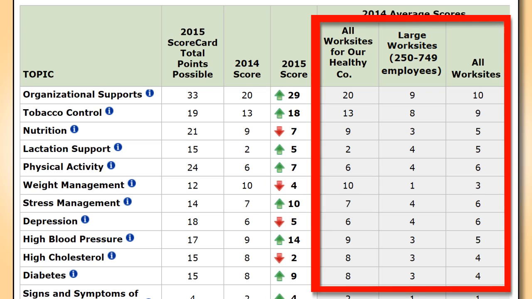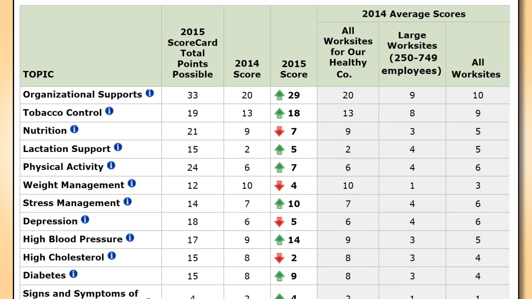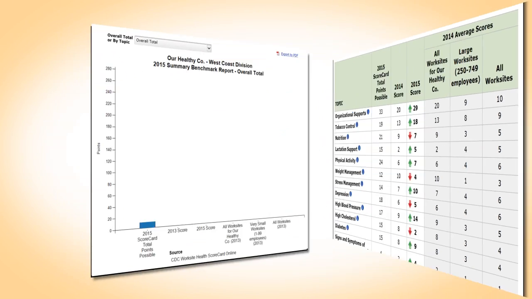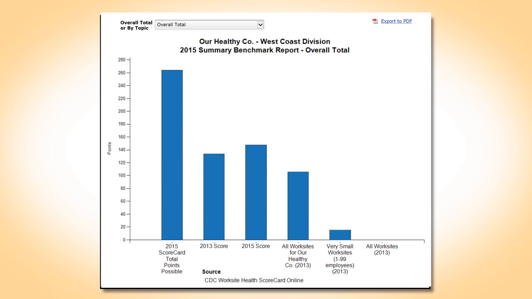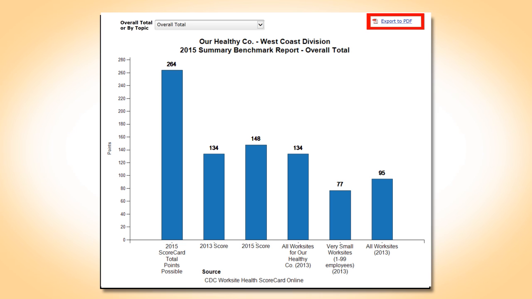The remaining 3 columns are the benchmark data that show the West Coast Division compared to other worksites in our healthy company, other worksites in the scorecard database of similar size, and all other worksites that submitted scorecard data. As you scroll down the page, you will see a bar chart of the benchmarking data that can be displayed by overall score or by topic. The reports can also be easily downloaded to Excel or PDF formats.